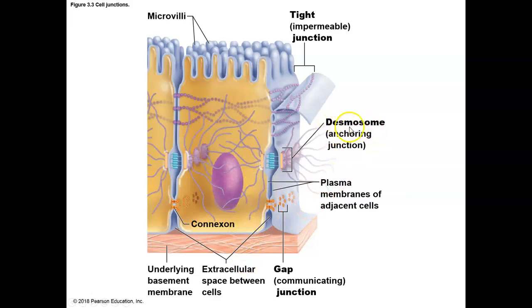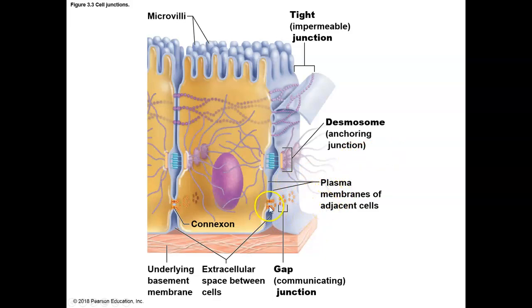Half of a desmosome is actually called a hemidesmosome. A hemidesmosome is what holds our cells to underlying connective tissues. So when you're talking about epithelial cells, you have hemidesmosomes that hold those cells to underlying tissues. And they also prevent mechanical stress.